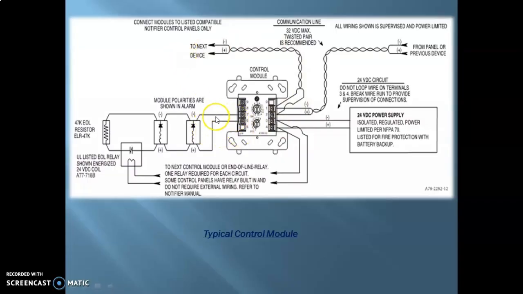Now here you can see the connection to the multiple devices that are connected over here, and the end of line resistors. It's quite similar to that of a monitor module as well. And here, as you can see, since as per the definition it was mentioned that the devices connected to these control modules require external power supply, so here you can see the external power supply that is connected to the control module, and then it is being sent to these devices through the control module.